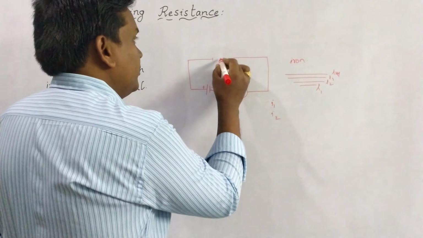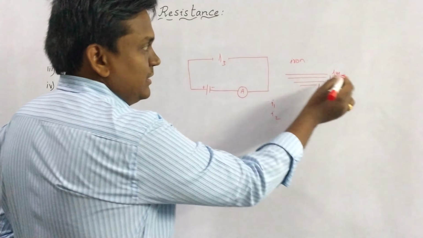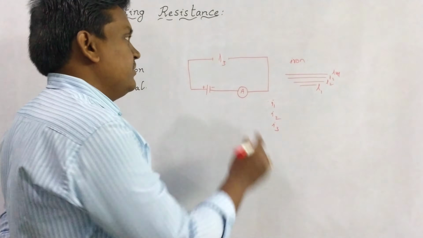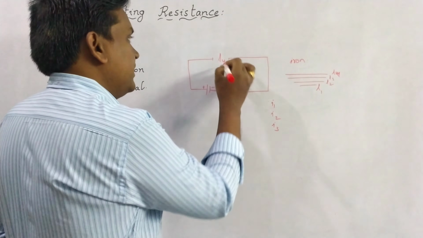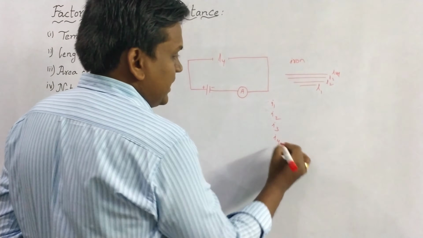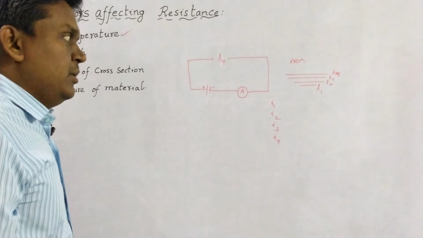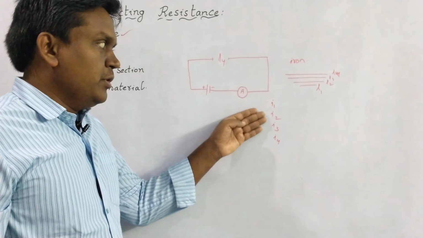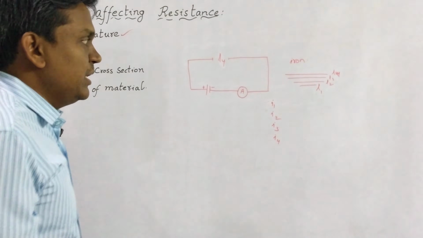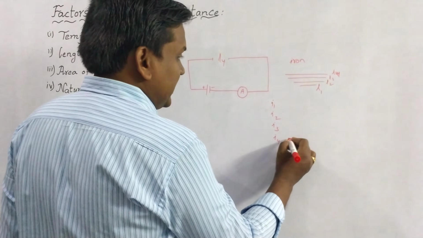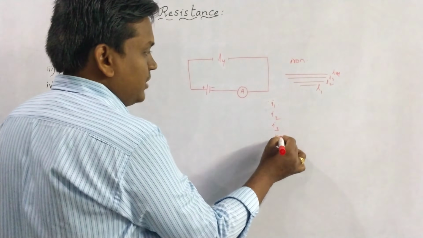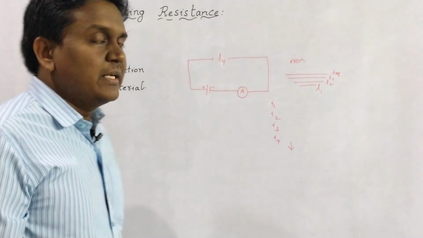After that we place L3 here and observe the current reading as I3. Then we place another spoke of length L4 and observe that the current reading is I4. If you observe the current readings, the current gradually decreases from I1 to I4.